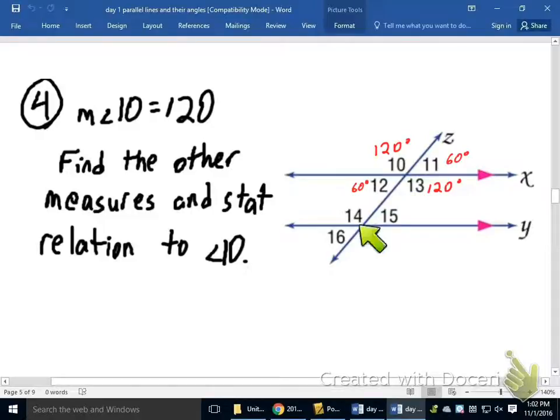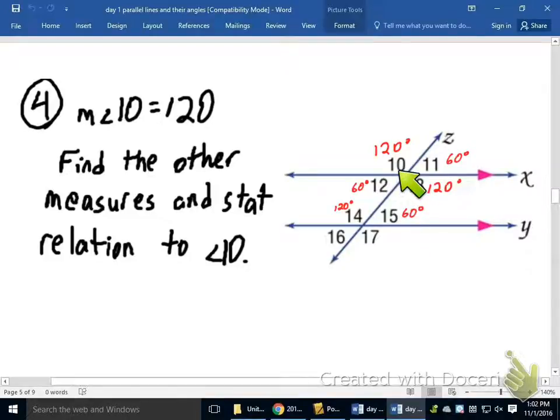Now I'm actually going to get this set of angles using their relationship to angle 10. So let's get going. First one I'm going to use is corresponding angles. That angle 14 must be 120 degrees. That's by the corresponding angles postulate. I'm also going to say that angle 15 is 60 degrees. Now, what's its relationship to angle 10? It doesn't have a direct relationship to angle 10. So what I would say there is supplements theorem and alternate interior angles between 12 and 15.